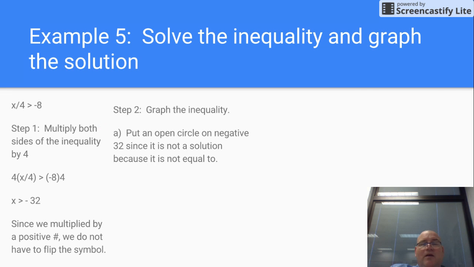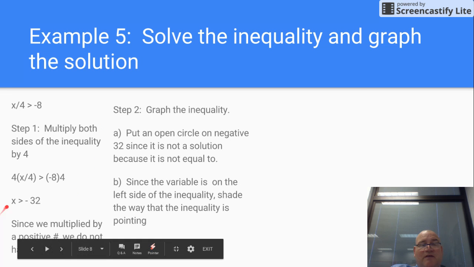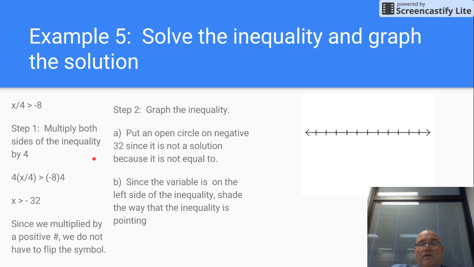Step 2 is a graph, of course. Open circle on negative 32 since it is not a solution because it's not equal to. The variable is on the left side of the inequality, as you can see over here. So we shade the way the inequality is pointing. It's pointing to the right. Think of it like the end of an arrow. So here's my number line. Scaled by ones, that should be negative 31. I had a little typo this morning. Open circle on negative 32. Shaded to the right.